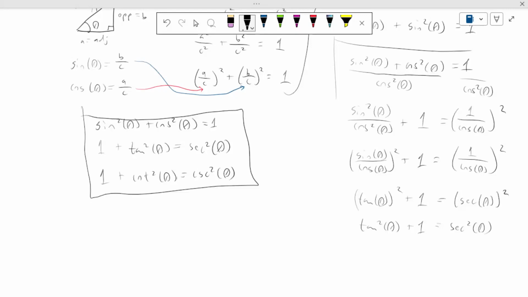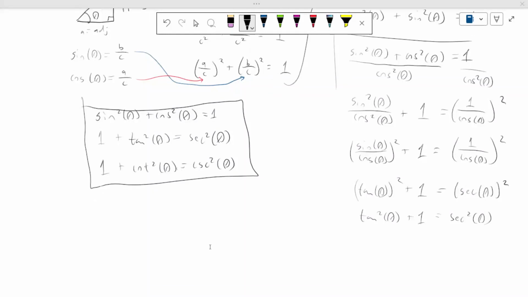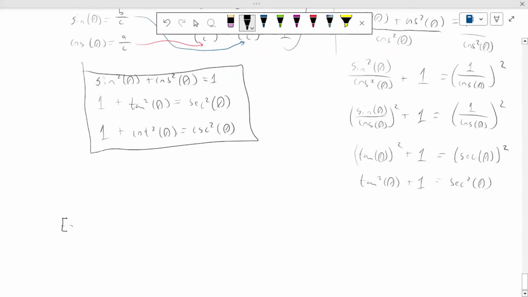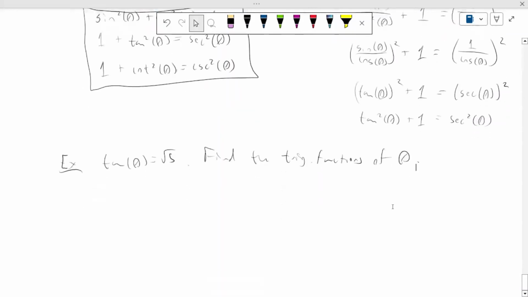Okay. So any questions on that? Any questions on that? All right. Well, if we have that, then now let's go back to that last example we just did, right? So that last example, we had theta was an angle in a right triangle, and we were told that tangent of theta is equal to square root of 5. Find the other trig functions of theta. And that was the instructions, right? And we drew a triangle to find it, right?